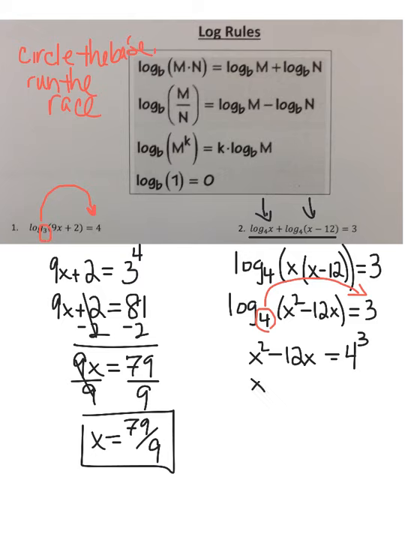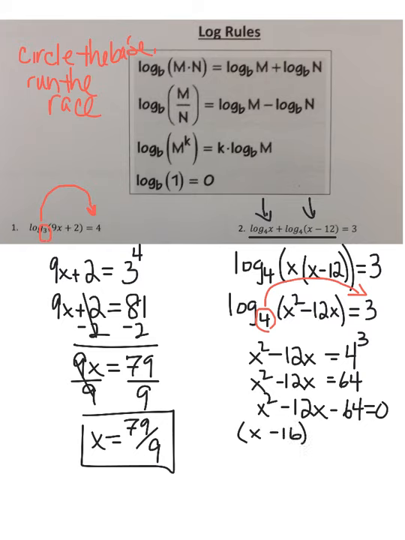Okay? All right, now we're just going to work this out. So I have x squared minus 12x equals 64. All right, well, I have a quadratic, so I'm going to bring that 64 over, and that will give me minus 64 equals 0. Okay, and then I can factor that, and that's going to be x minus 16 and x plus 4 equals 0, which is then going to give me x equals 16 and x equals negative 4.